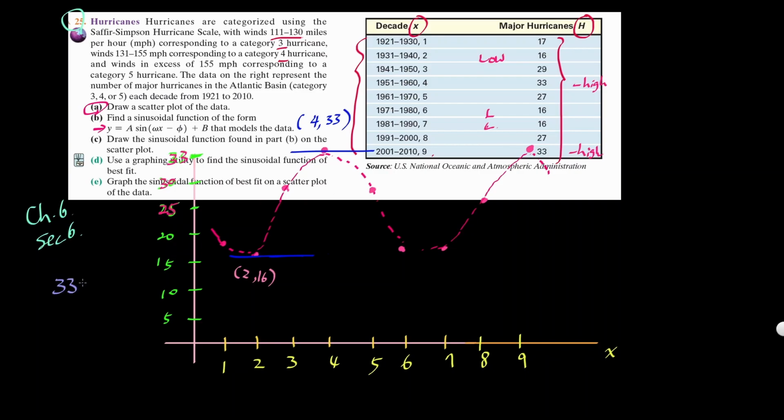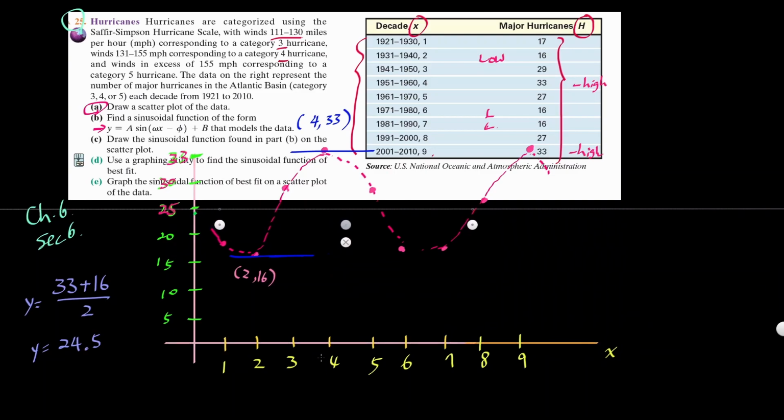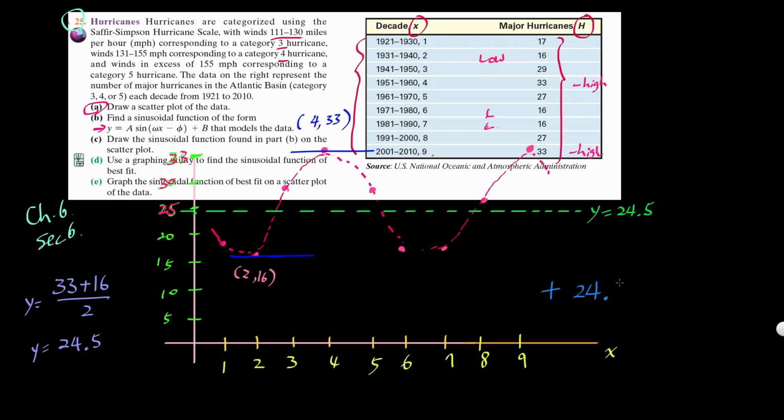Well, the highest one is 33 plus the lowest is 16. So we're taking the average. If you do that, we've got 33 plus 16, and then you divide it by 2. It's 24.5. So at y equals 24.5, we're going to have a midline. So 24.5 is about here. Let me draw the midline right there. So that's y is equal to 24.5. Remember in the sine graph, the midline used to be y equals 0, but it got translated up 24.5. So at the end of the equation, we know we have to add 24.5.